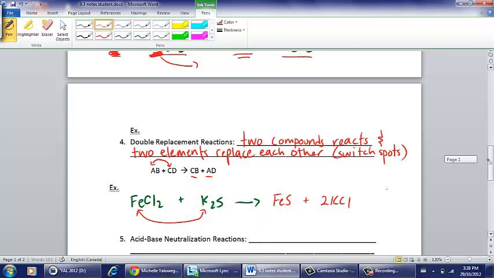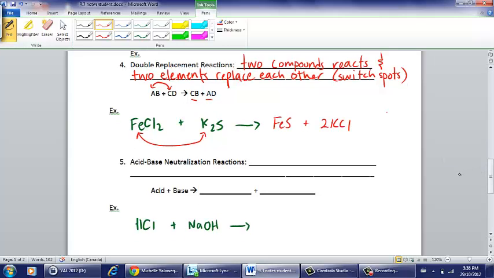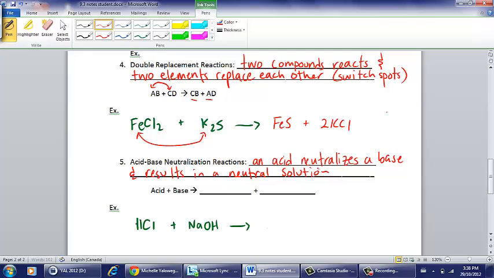Fifth type of reaction is something called acid-base neutralization, or you may hear it called just neutralization reactions. This is when you have an acid and a base, and they result in a neutral solution. So an acid neutralizes a base and results in a neutral solution. And the general formula for this is you always have an acid and a base. You always form a salt and water.